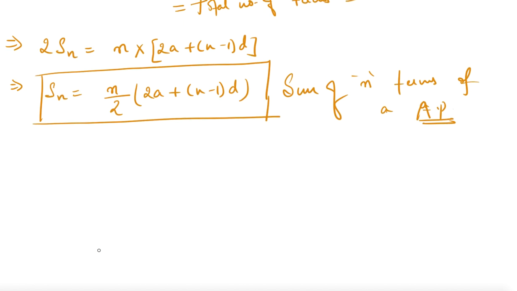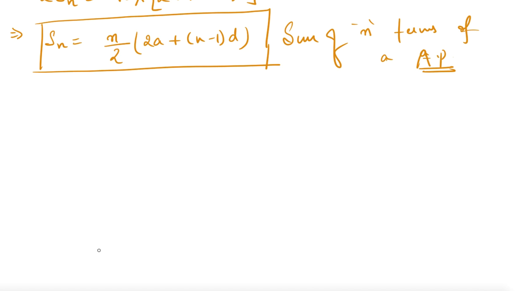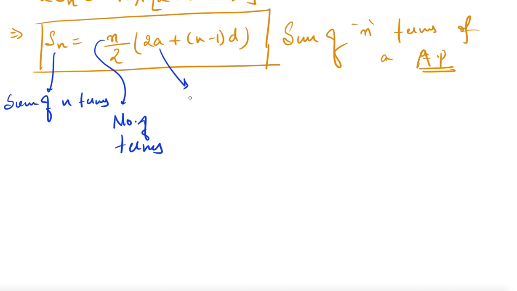Okay, now let me see in what other ways I can write this formula. But before that, let me clarify what each and every term signifies. This Sn is the sum of n terms. This n is the number of terms. This a is the first term. This n again is the number of terms that we are talking about, and this d is the common difference. Okay, so that clears what is the sum of n terms of an AP.